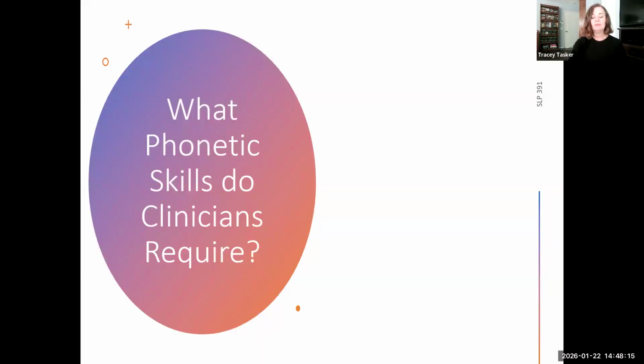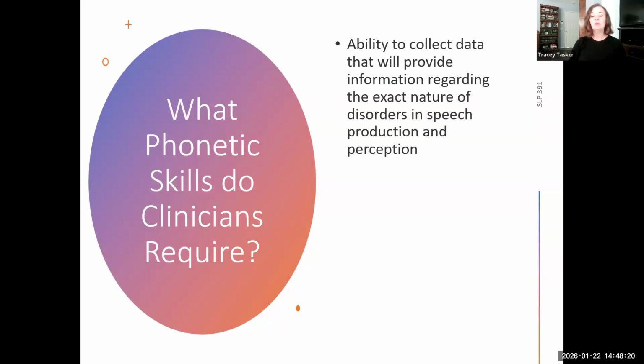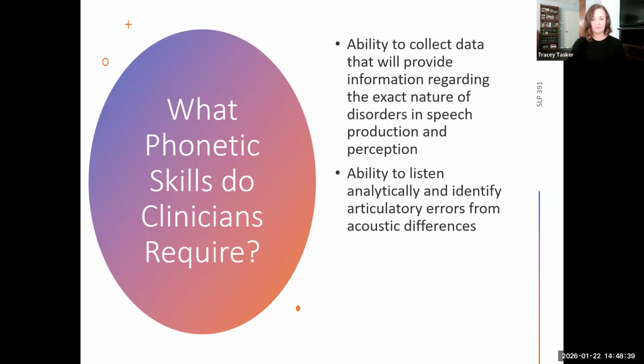Okay, so what are the skills that clinicians require as far as phonetics? So you have to be able to collect data. Often if you're working with children who are suspected to have an articulation disorder, you have to be able to listen to them and record the sounds that they make, and then be able to analyze them to see if they're disordered. So really being able to train your ear to hear those differences. It seems like it would be simple, but sometimes differences are very subtle.